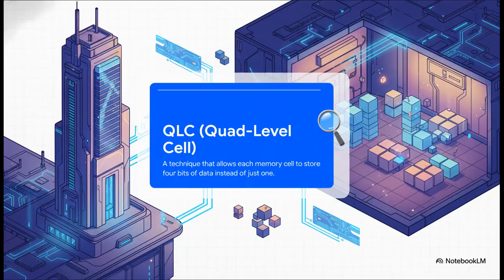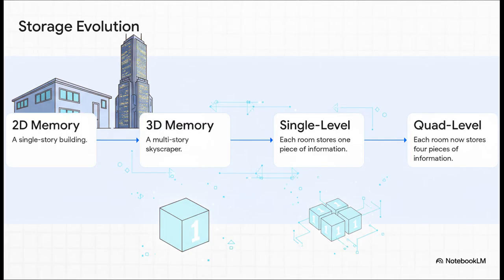So if 3D is all about adding more floors to our data skyscraper, QLC is about making every single room in that skyscraper way more efficient. QLC stands for Quad Level Cell, and it's a technique that lets a single memory cell hold 4 pieces of information instead of just one. It's kind of like turning every studio apartment in your skyscraper into a 4-bedroom suite. The density just skyrockets.